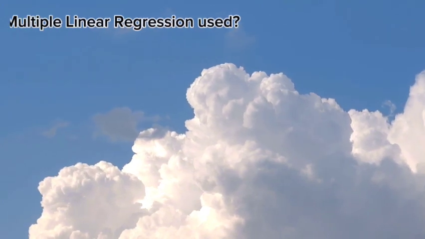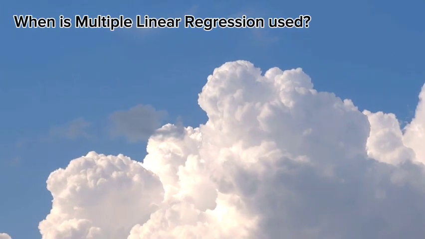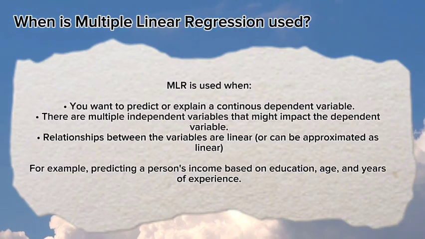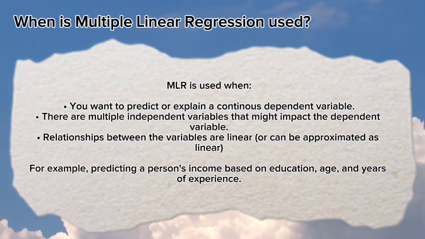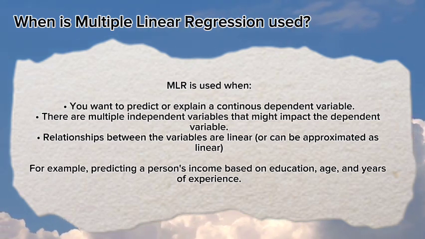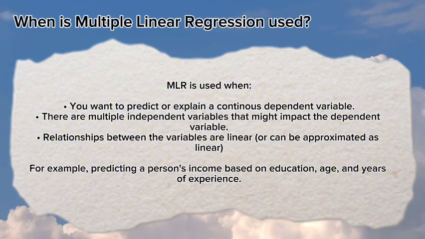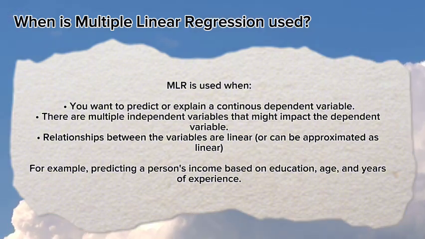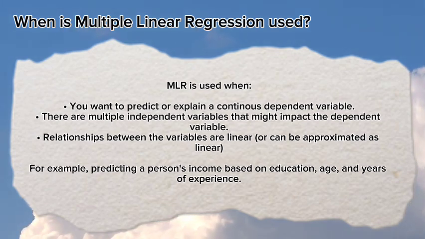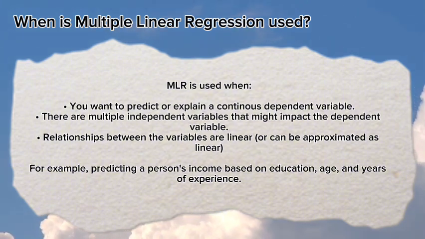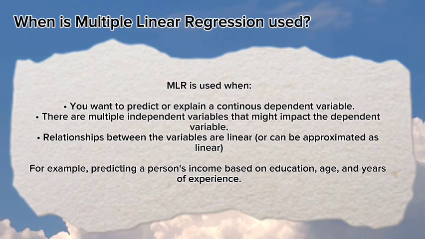When is multiple linear regression used? MLR is used when: 1. You want to predict or explain a continuous dependent variable. 2. There are multiple independent variables that might impact the dependent variable. 3. Relationships between the variables are linear or can be approximated as linear. For example, predicting a person's income based on education, age, and years of experience. As you can see, we have multiple independent variables that might affect the dependent variable.